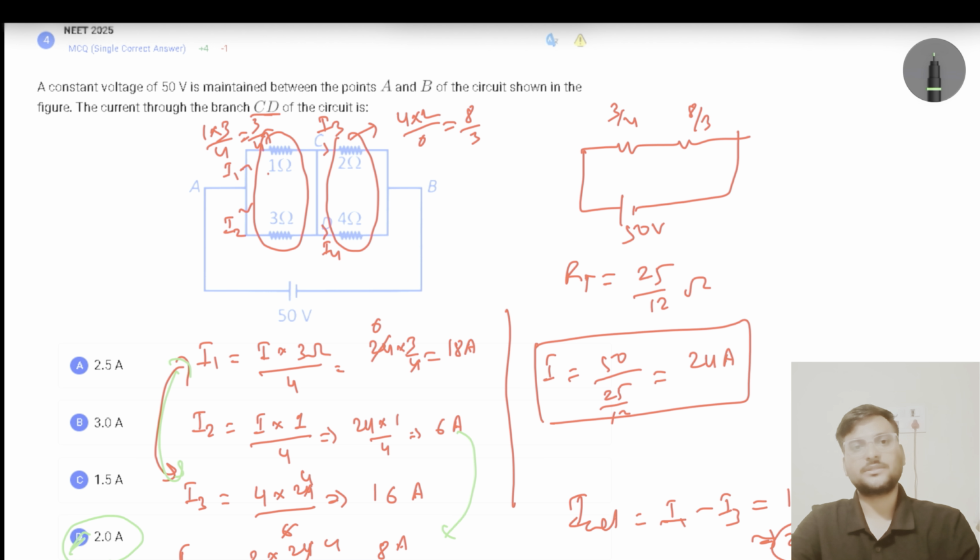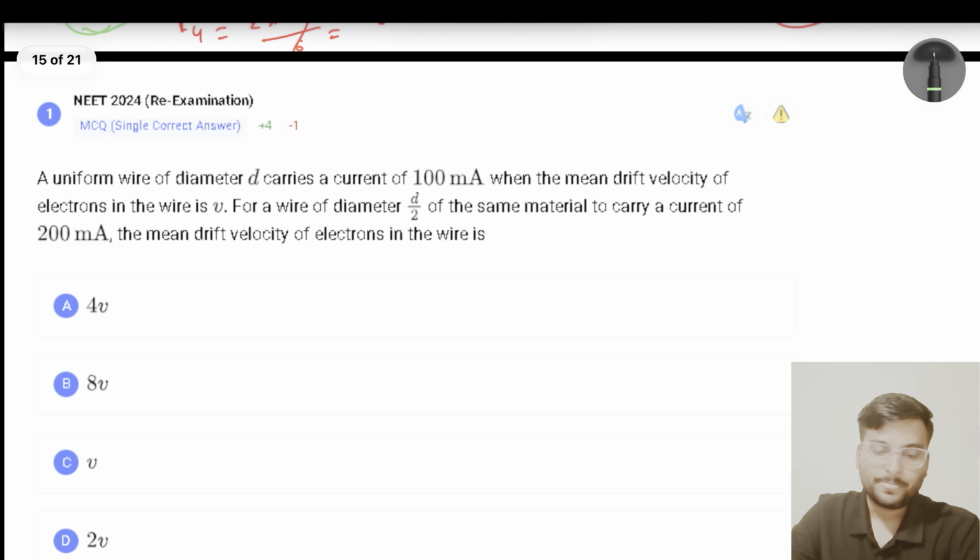This is also a very simple or similar question. Whenever we are going towards the next question, this question was also asked in the Re-NEET examination, that is 2024, so it might be possible this type of concept is repeated again. So we are trying to solve this problem here so that you get the concept.